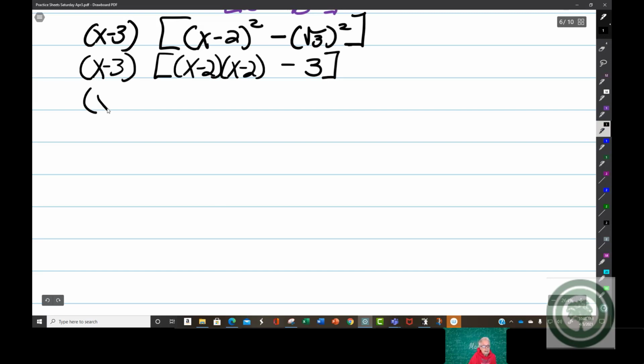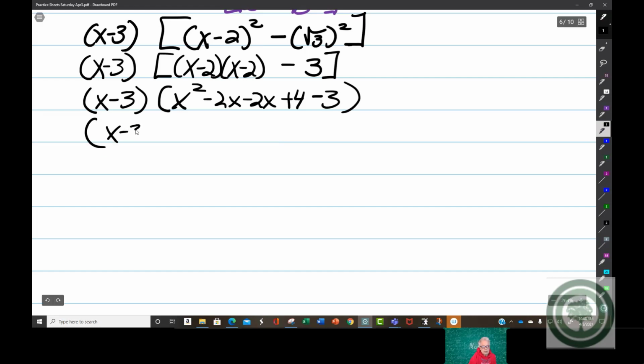And so I'll have x minus 3 times, I don't think I need brackets now, x squared minus 2x minus 2x plus 4, that's what that is, and then there's a minus 3 on the end, so that I'll have x minus 3 times x squared minus 4x, and 4 minus 3 is 1, so plus 1.